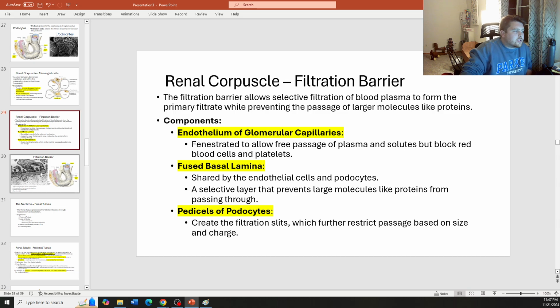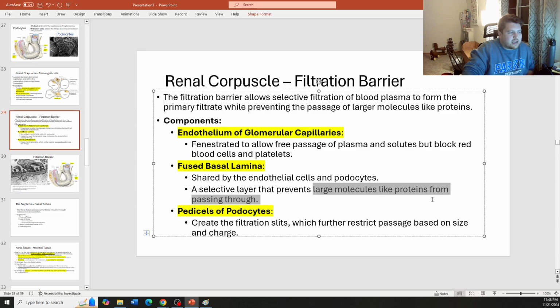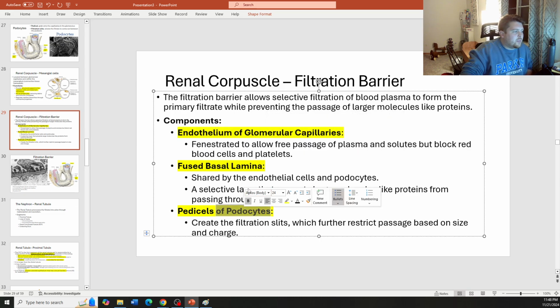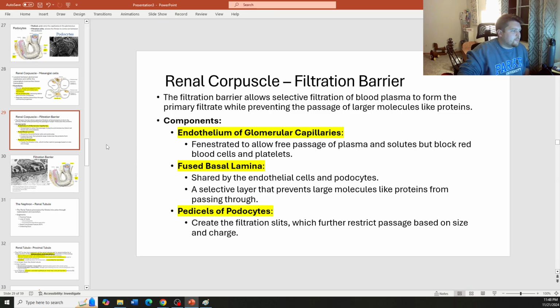Second, the fused basal lamina. This is the basal lamina shared by the endothelial cells and the podocytes. This is a selective layer that prevents large molecules like proteins from passing through. You don't need to know all of these super specifics. Know what's highlighted on this slide. However, I have this other information in here so that you can better understand what's going on.